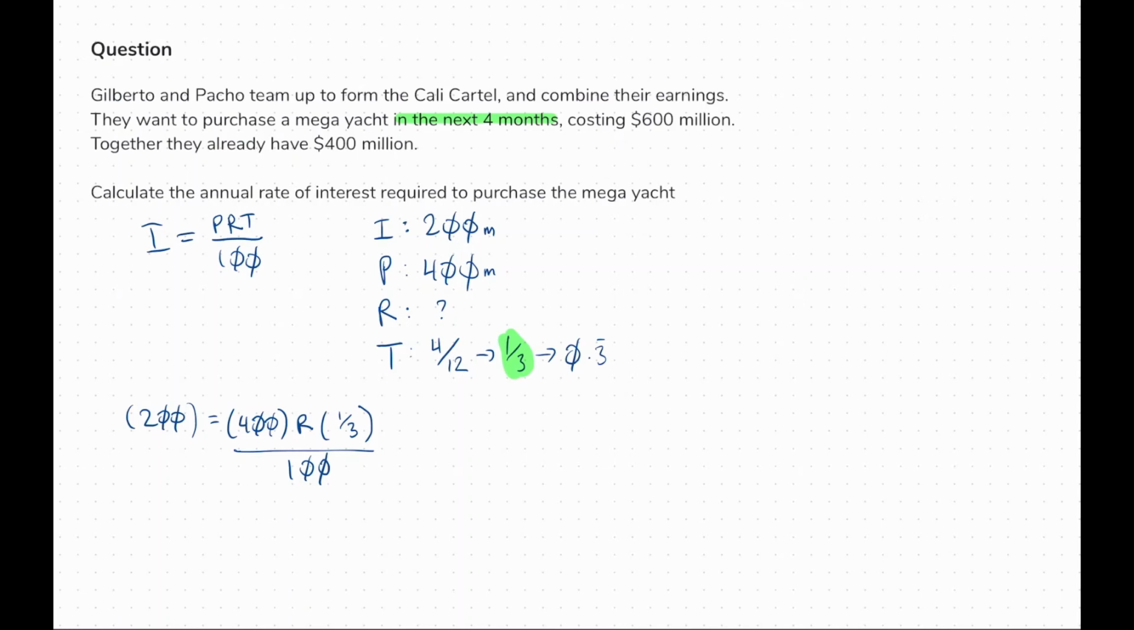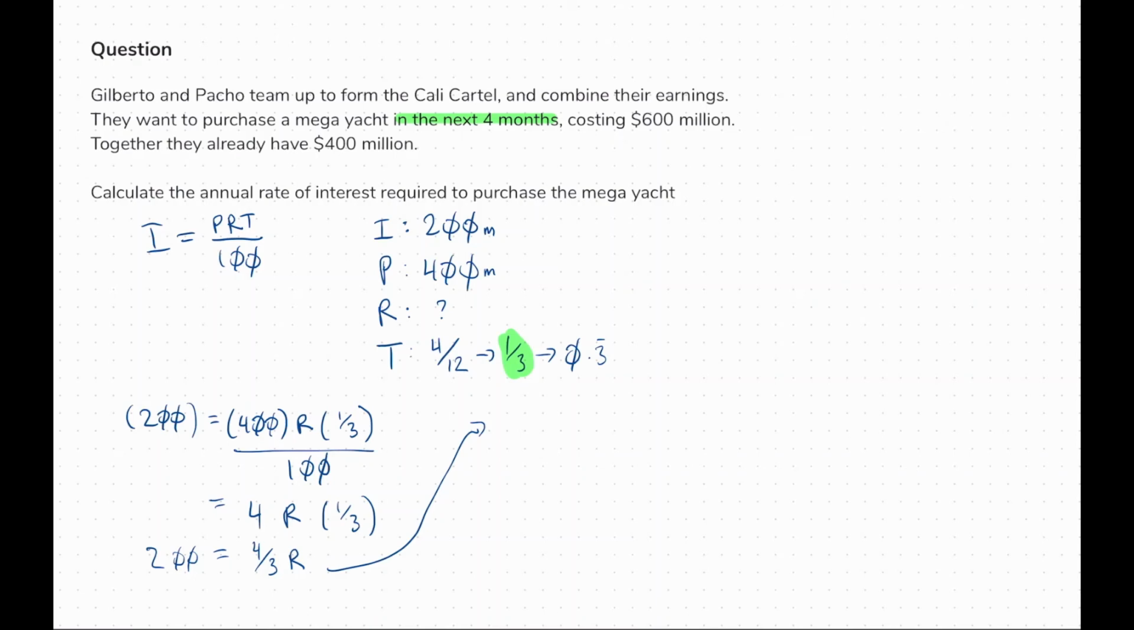At this point, we're going to need to do some simplifying and rearranging to get that r by itself. So the first thing I see is that 400 divided by 100 is 4. So I can get rid of that 100 on the bottom straight away. So 4r, and then I've got this third here. Okay, so 4 times a third is going to be 4 thirds r equals 200. Let's move this over here.